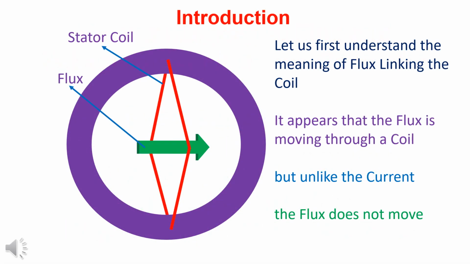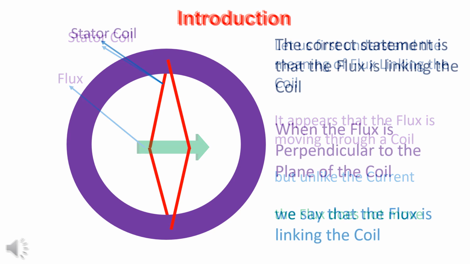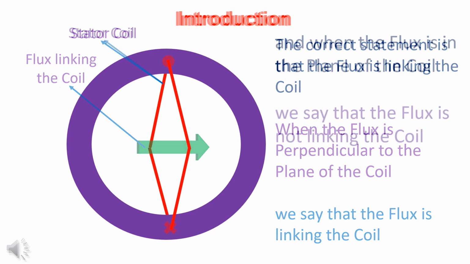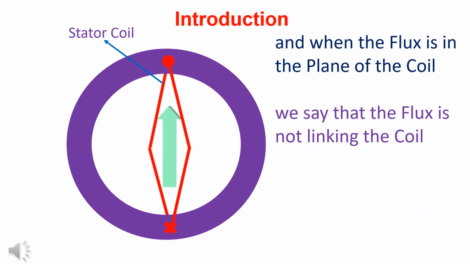I used to wonder why it is written that the flux is linking the coil and not moving through the coil. It is due to the reason that flux never moves. We say that the flux is linking the coil if its direction is perpendicular to the plane of the coil. We say that the flux is not linking the coil if its direction is in the plane of the coil.